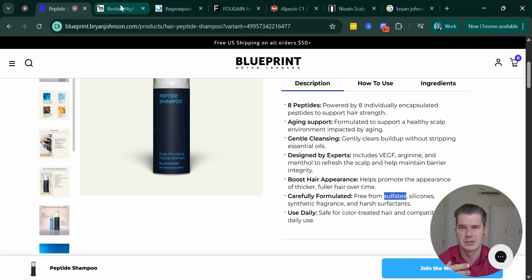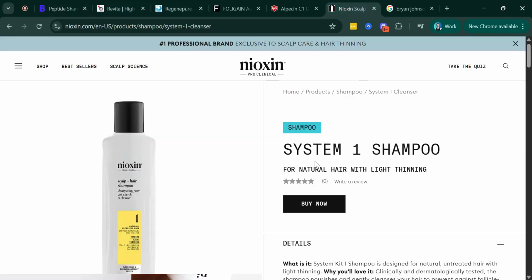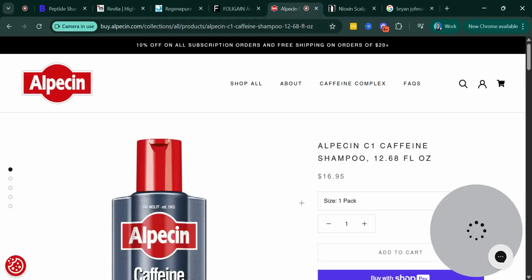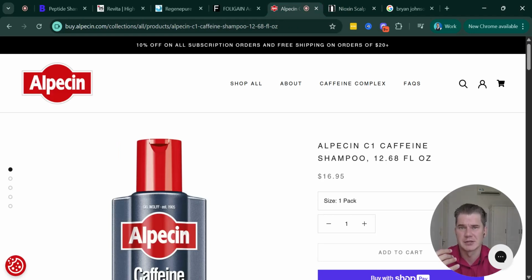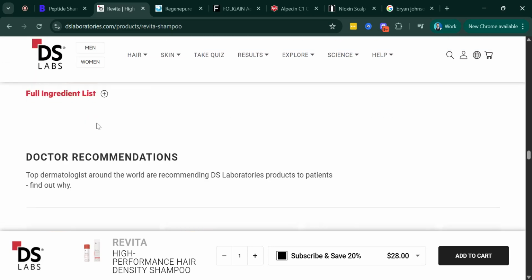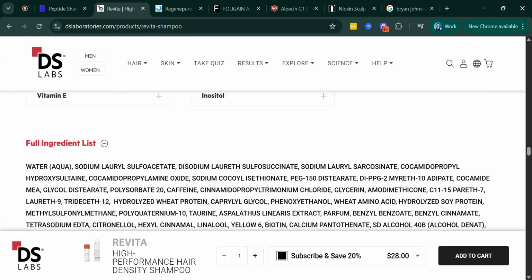As I mentioned in our last video, Niacin is using harsh sulfates. And same, for example, with Alopecin. They are using harsh sulfates that can affect the scalp environment and cause the scalp to get out of balance. But Revita is using more mild sulfates, right? So we always have to keep in mind that there are different types of sulfates, not all of them are the same.